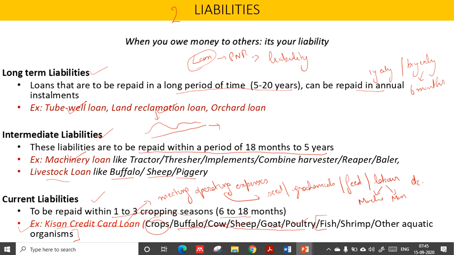Plus your soils may be not of optimum pH, so you need to give them chemical treatment. Okay, this again takes a lot of money and a lot of time. So these loans are big. An orchard loan is generally repayable after 5 years because the income starts after 5 years. Okay, so these are the examples of liabilities.